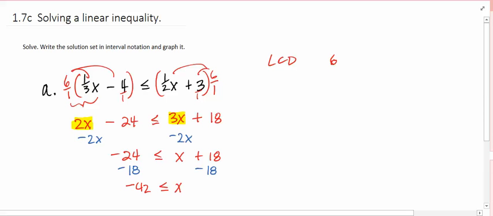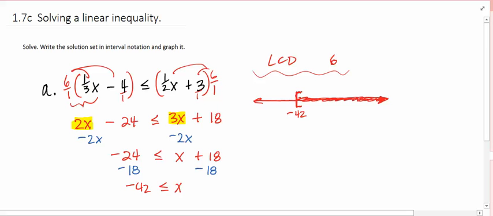There's my solution, right? They want it in interval notation and graphed. I usually do the graphing before the interval. So here's my negative 42. We don't need to put a whole lot of other numbers on it. I have anything greater than or equal to negative 42, so I'm going to use a bracket, not a parenthesis. That means I'm including the negative 42, and then greater than would go this way.